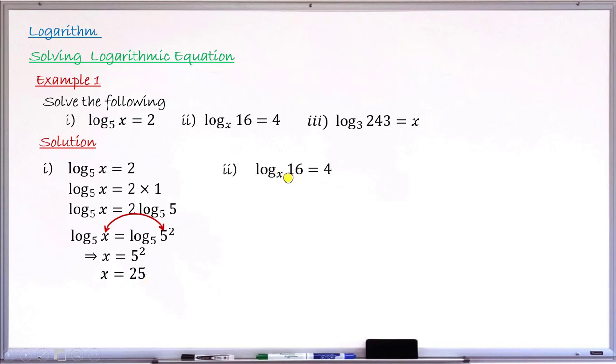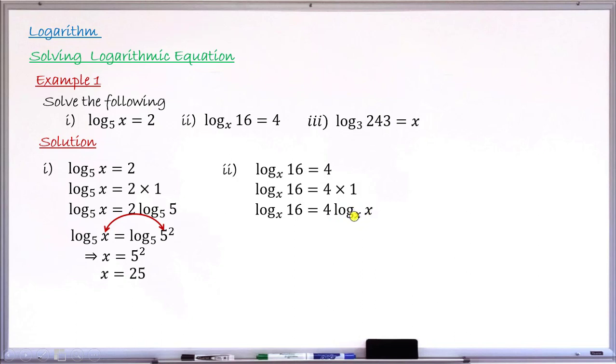Question 2 says we are to find x if log to base x of 60 equals 4. What I will now do, I would like to see a logarithm on the right hand side as well, and it is base x. So this 4 can be 4 times 1, and you now replace this 1 by log to base x of x. Let me do that. So I have 4 times log to base x of x.